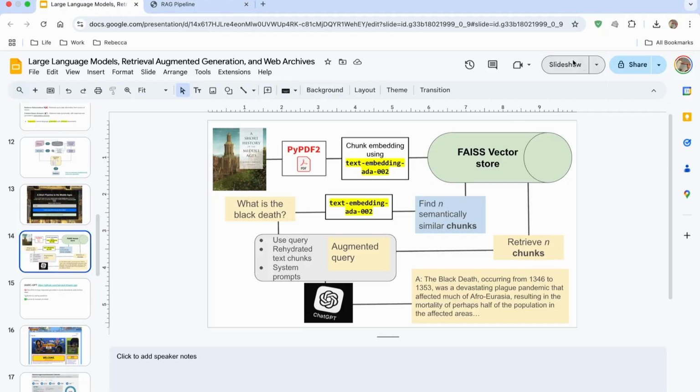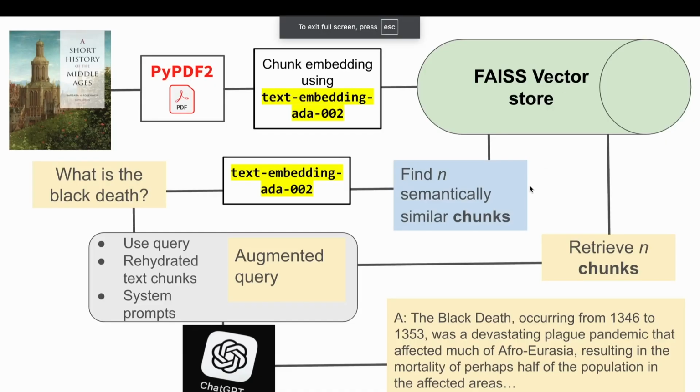And go back to the presentation here. So what's happening is we have our source documents here. We're using a specific Python library to extract text from those PDFs. That text is then embedded using a specific large language model transformer for semantic similarity search called text embedding ADA 002. This is from OpenAI, but there are many, many different choices for text embedding models.